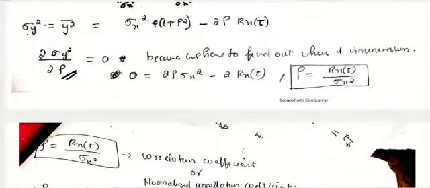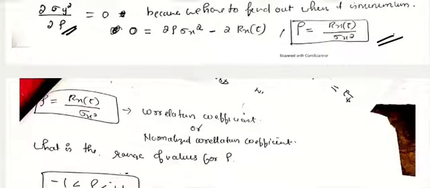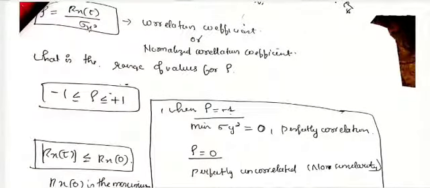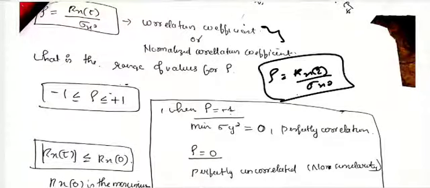So, we are using maxima and minima here, which means the derivative should be equal to 0. That means dou by dou rho of sigma y square should be equal to 0. And if I take the derivative, we get rho is equal to Rx of tau divided by sigma x square. This is a very important formula, please keep this in mind. This is known as the correlation coefficient, or normalized correlation coefficient. I repeat, rho is equal to Rx of tau divided by sigma x square. This is for autocorrelation. For cross correlation, it will be different. I will be sharing that.